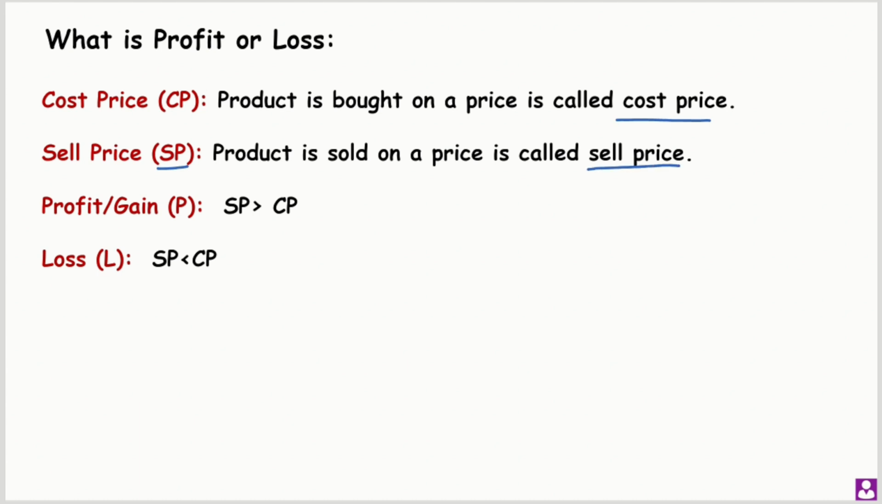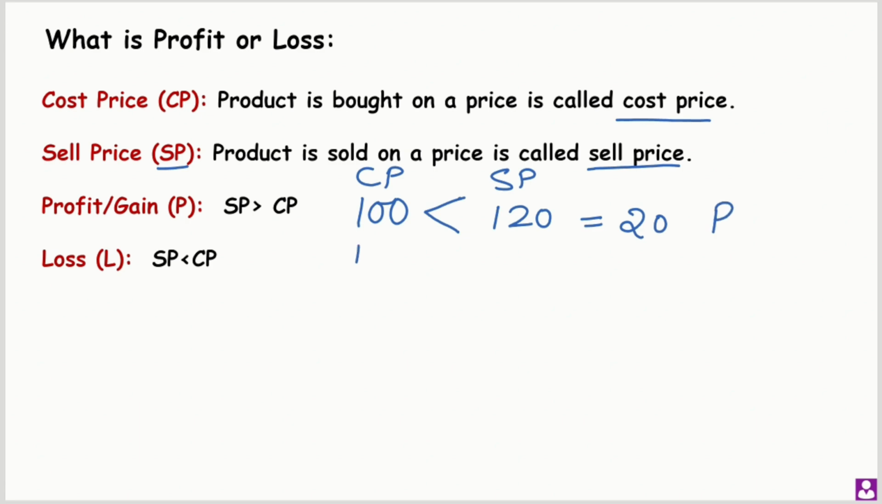Now profit. If we buy something at the cost of 100 rupees, so this 100 rupees is known as cost price and we sell it at 120 rupees. So there is an increment in the sell price. So sell price is greater than cost price. And how much is it? 20. So there is an increment in the sell price, so we call it profit.